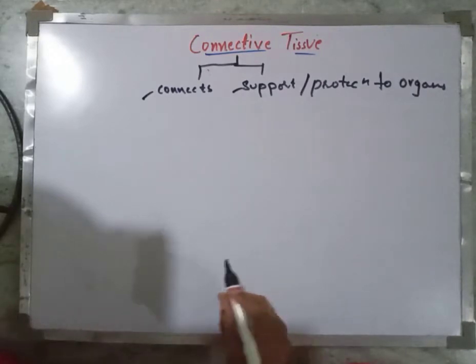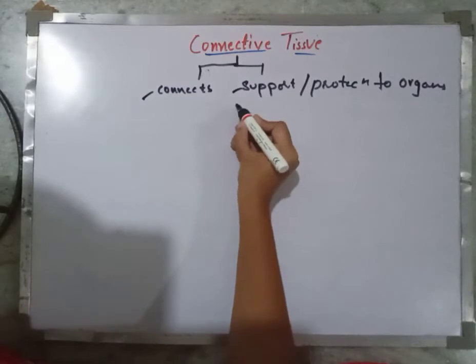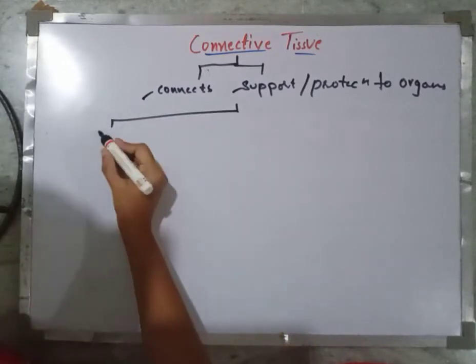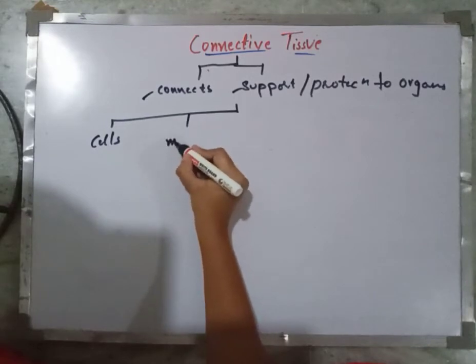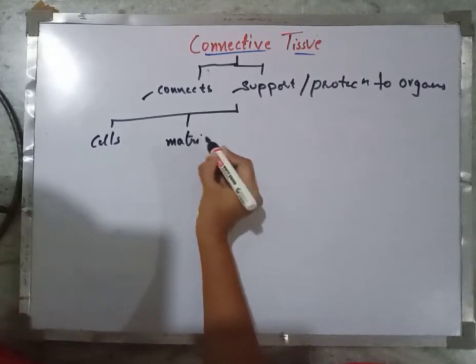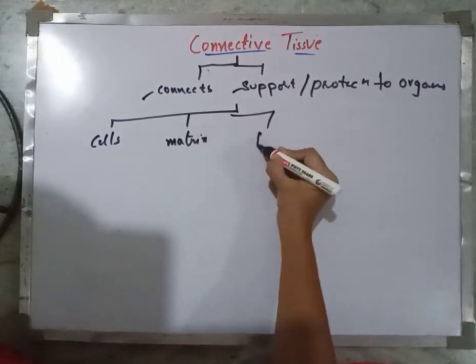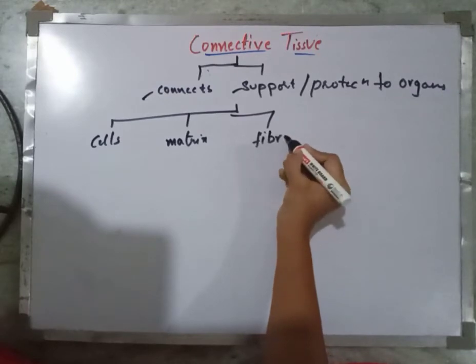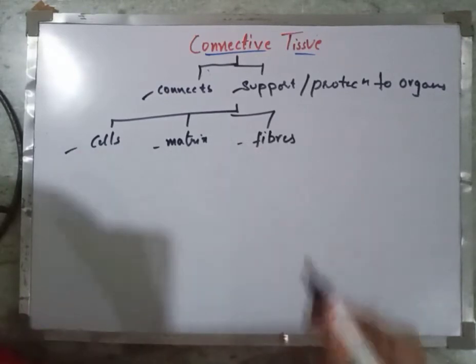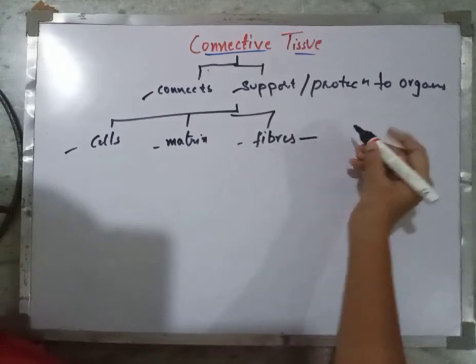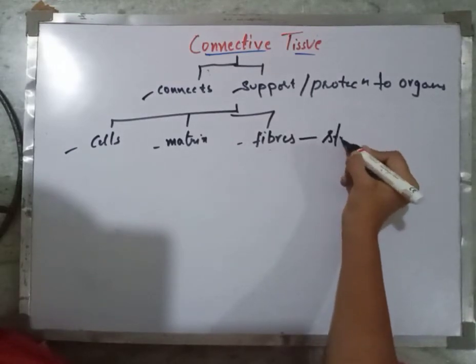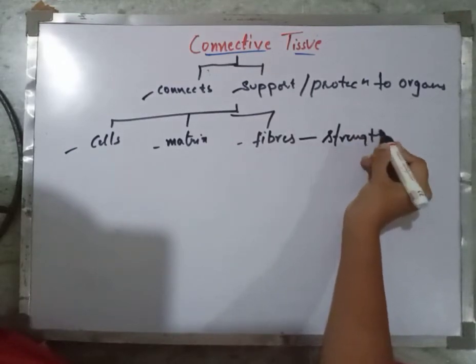So connective tissue structure mainly comprises cells and the matrix and the fibers. So this is the overall composition of the connective tissue. The connective tissue contains cells, matrix and fibers. These fibers provide strength and flexibility to the tissues.